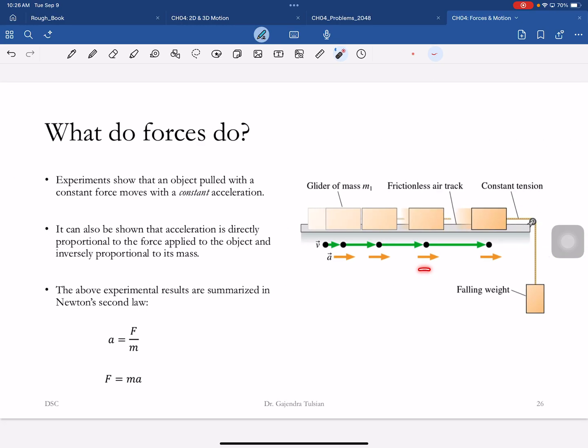When you apply a force on an object, what do forces do? We learned that this is Newton's second law. When you apply a force on an object, the object accelerates. What this equation tells you is the larger the force you apply, the greater your acceleration. For a given force, the more massive you are, the smaller your acceleration. So the acceleration is directly proportional to the force and inversely proportional to the mass. This is Newton's second law, F equals ma.